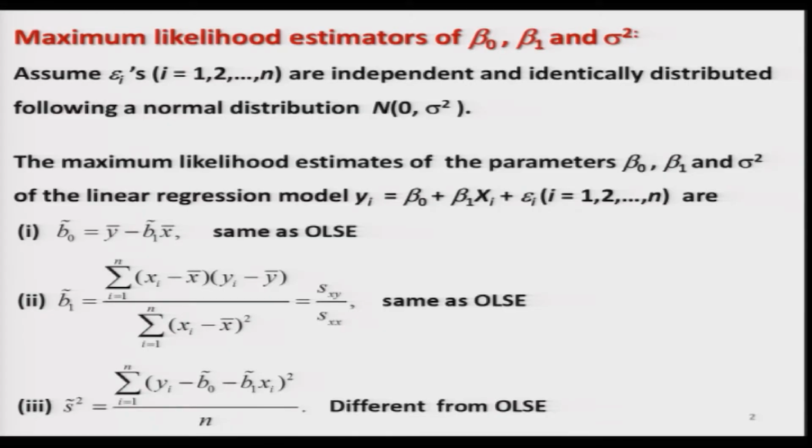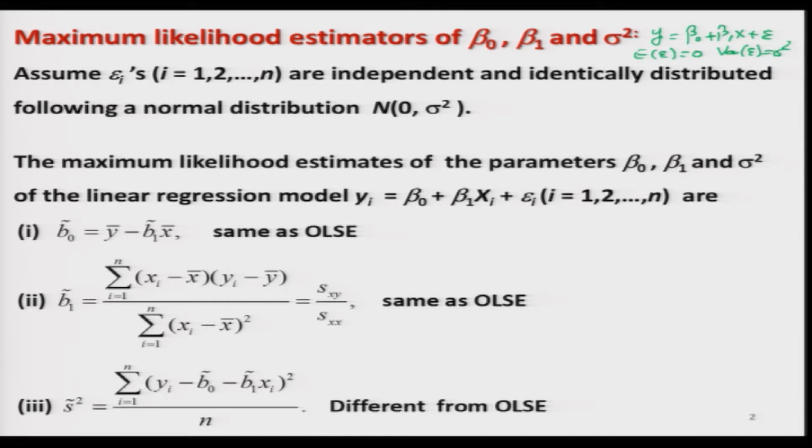Okay. So now we are going to consider the maximum likelihood estimation of the parameters beta 0, beta 1 and sigma square. You can recall that we had taken a model y = beta 0 + beta 1 x + epsilon, where epsilon had mean 0 and variance sigma square. So these are the three parameters in which we are interested.